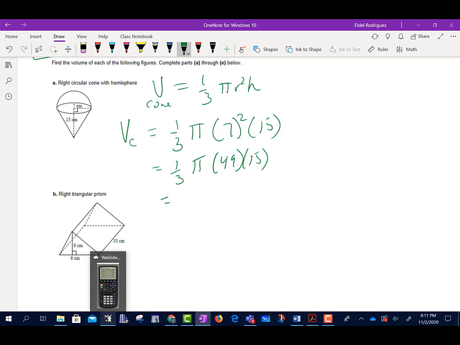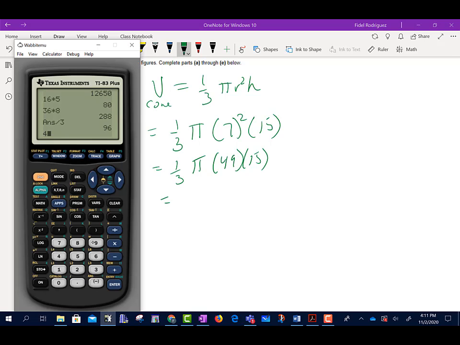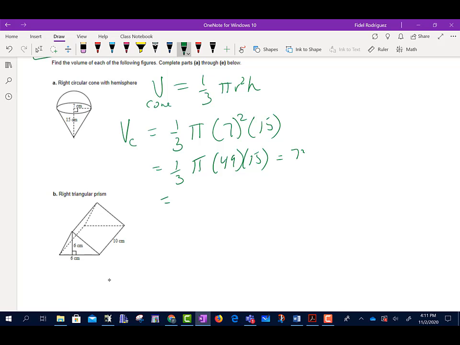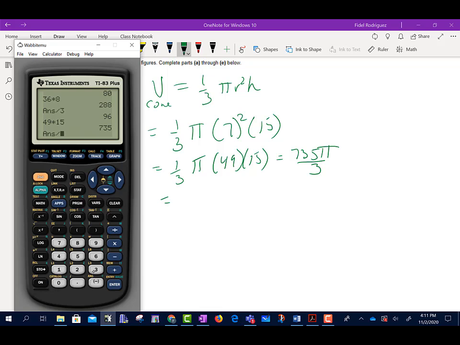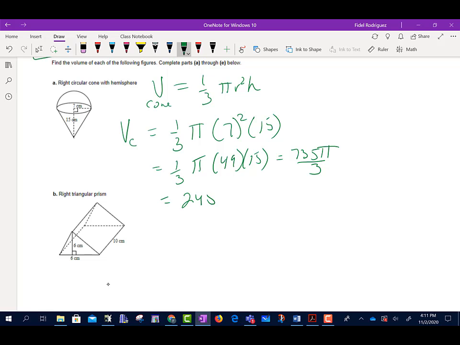Okay, so let's see if we can do some of this work here. So what's 49 times 15? That's giving me 735. So I have 735 pi over 3. And we should be able to take 735 and divide it by 3. And I'm coming up with 245. So 245 pi, my units here is centimeters, so this is centimeters cubed.